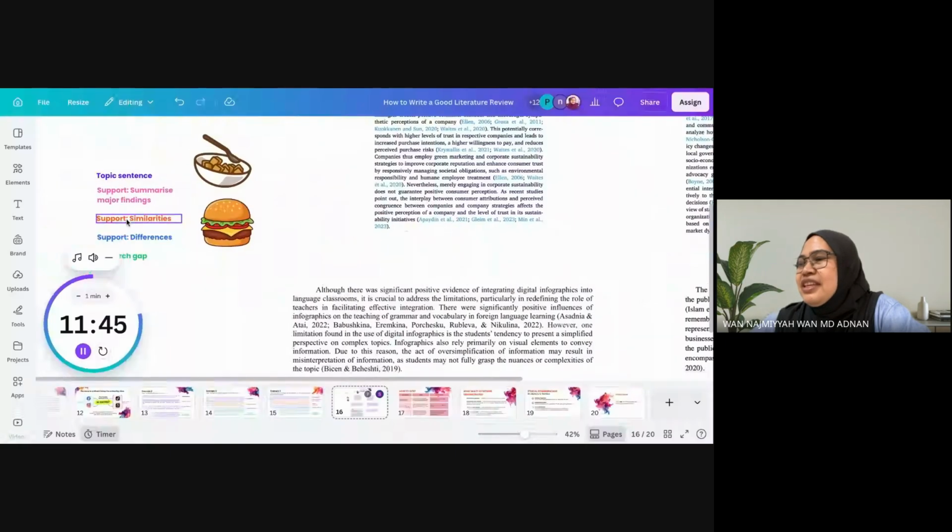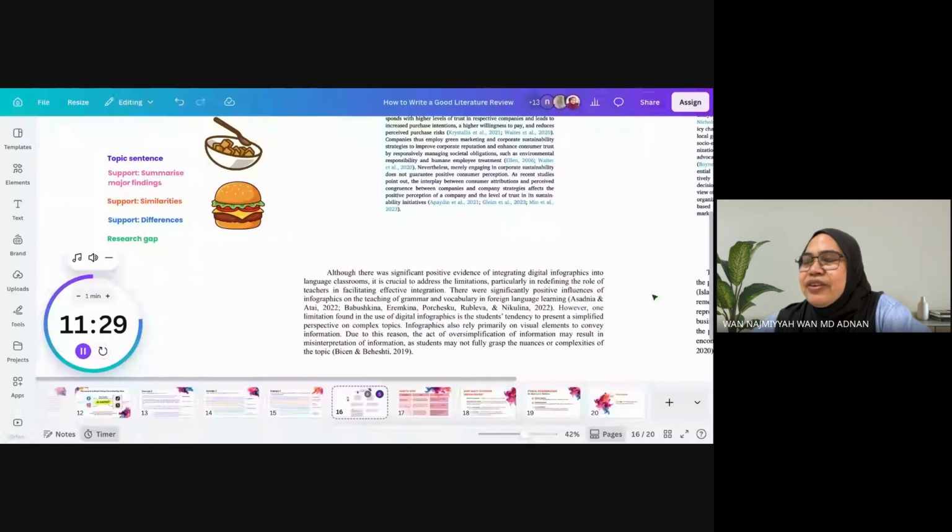Topic sentence in purple, summarizing major findings in pink, support similarities in, what was the color? Red. And blue for the differences, and green for the research gap.